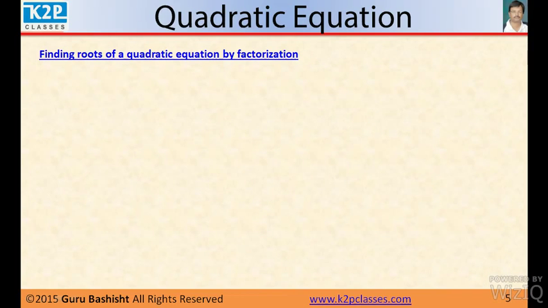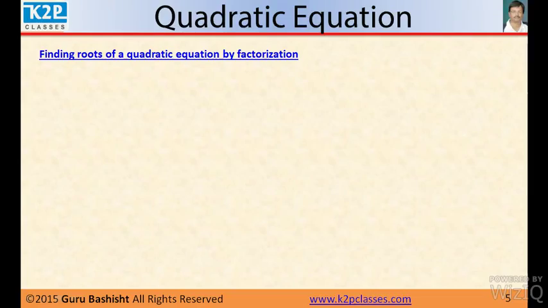Now there are situations when the graph will not cut the x-axis. In that case there will be no solution for the quadratic equation. There will be a situation where the curve will just touch the x-axis, not cut the x-axis. In that situation, there will be only one solution for the quadratic equation.